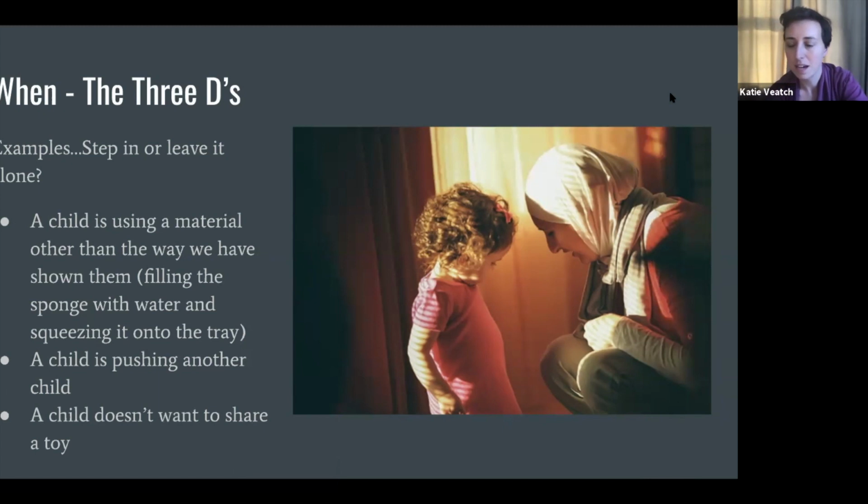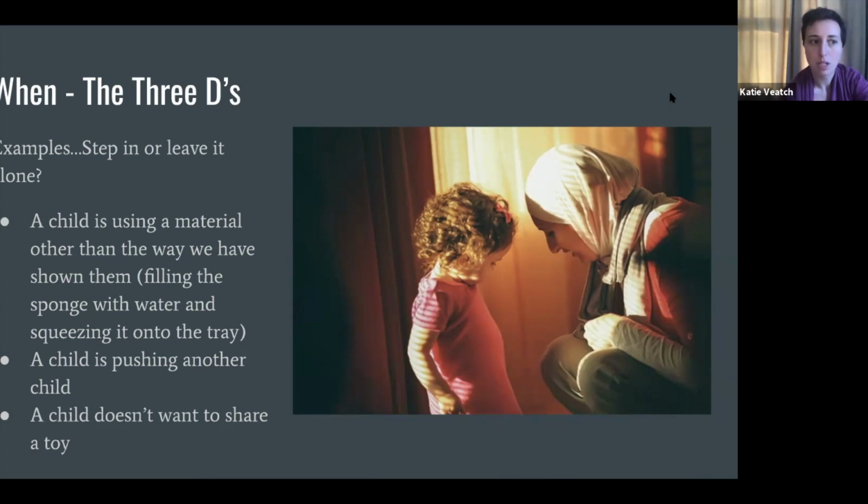I think it depends. I am all for children working it out on their own. I think it's great when they can do that. I think oftentimes we step in too soon, and it's okay to let them work it out on their own. But if it gets physical or if it starts to get frustrating, it's nice to go in and provide the language around that.